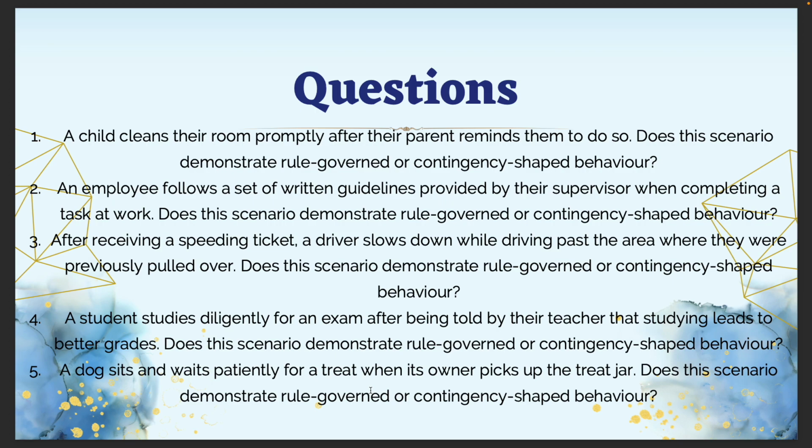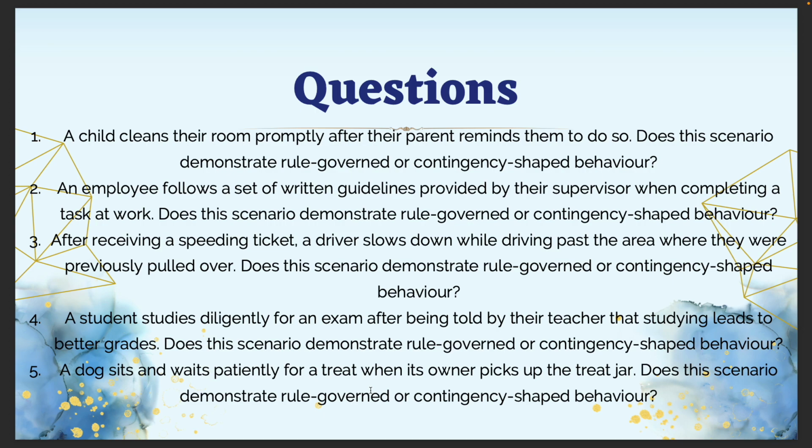Number 2, an employee follows a set of written guidelines provided by their supervisor when completing a task at work. Does this scenario demonstrate rule-governed or contingency-shaped behavior? And in this case, again, you want to ask yourself those questions. Is it a written or verbal rule? If yes, it's rule-governed. If the question is, is it in direct contact with the environment, then it's contingency-shaped. In this question, we are looking at written guidelines. Okay, so here we got a rule-governed behavior.